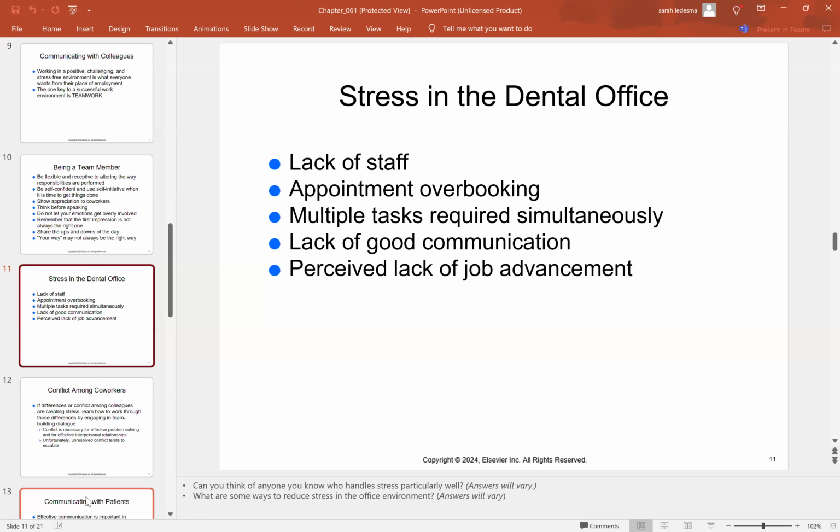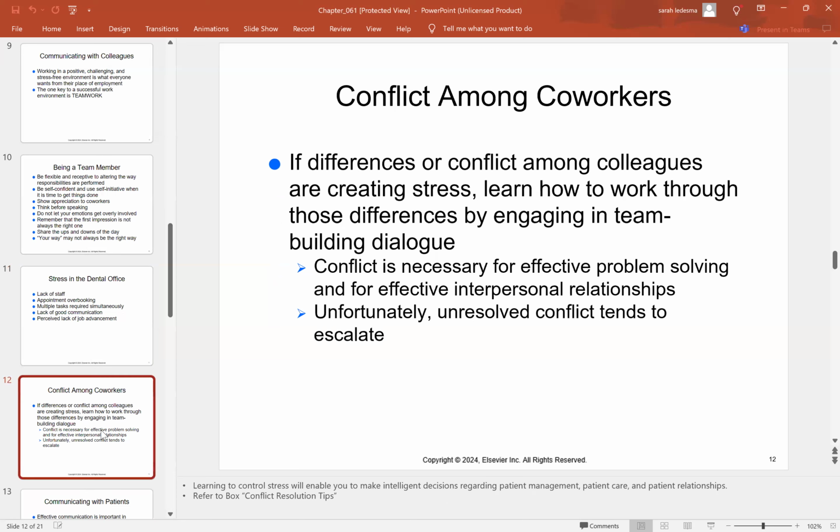Stress in the dental office can come from lack of staff, appointment overbooking, multiple tasks required simultaneously, lack of good communication, and perceived lack of job advancement. Conflict among coworkers. If differences or conflict among colleagues are creating stress, learn how to work through differences by engaging in team building dialogue.